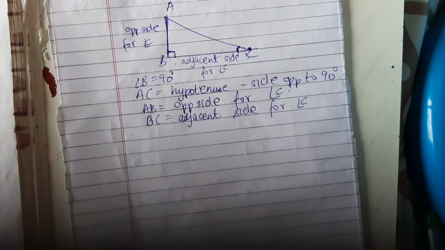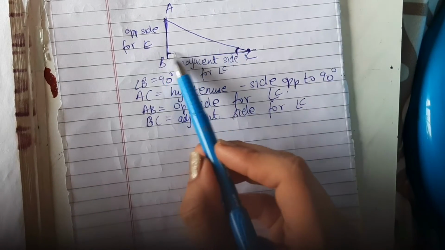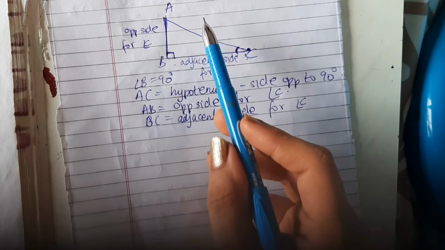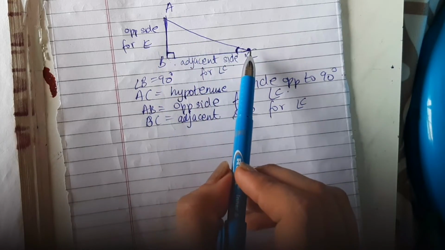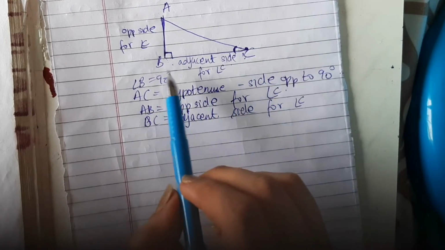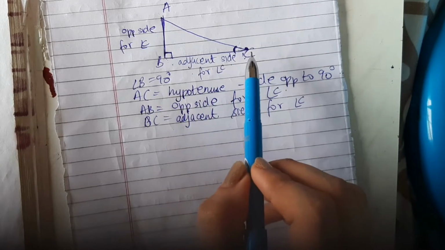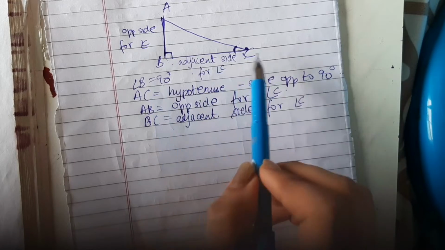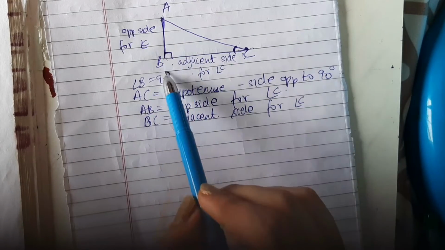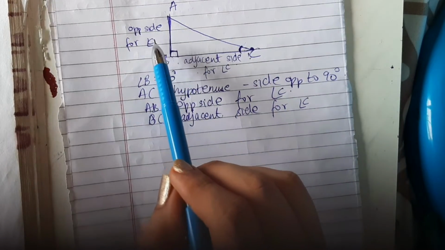Understood? This is a basic concept you all must know: for a right angle triangle, angle B is 90, so the side opposite to 90 degrees, that means AC, is the hypotenuse. BC for angle C is the adjacent side because C is one of the points of BC. AB is the opposite side of angle C.